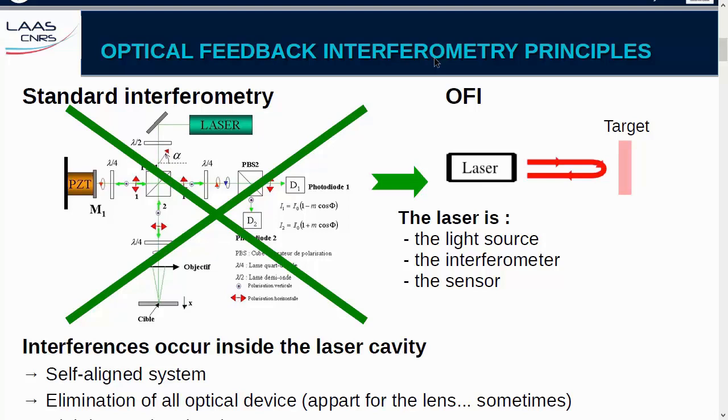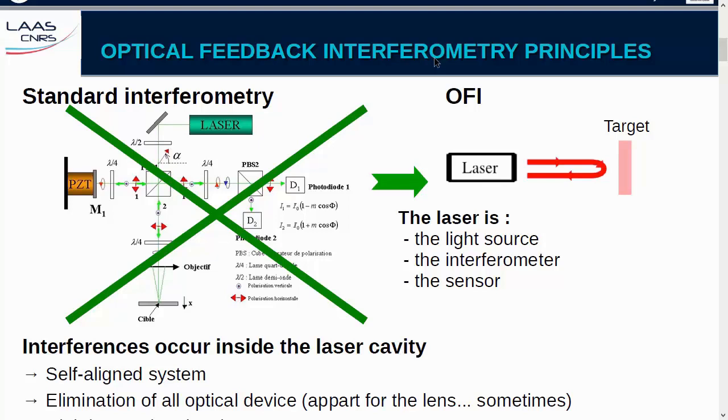So let me say a few words about optical feedback interferometry first. Pretty much everybody knows what standard interferometry is, and if you have worked with it, you know that usually there are a lot of optical elements like beam separators and quarter-wave plates, and everybody knows that the alignment is very tricky. So optical feedback interferometry is exactly the contrary of that.